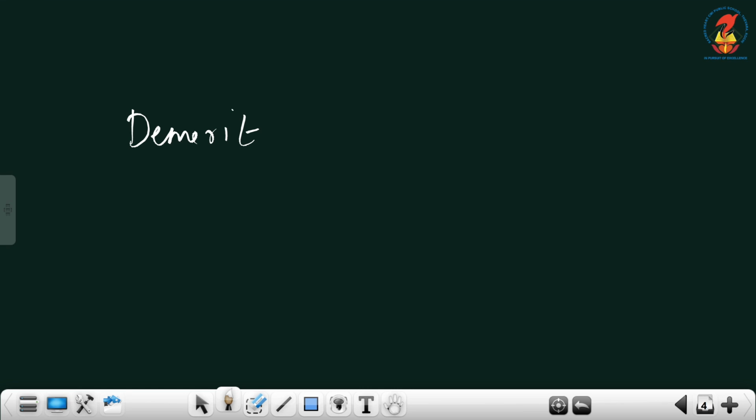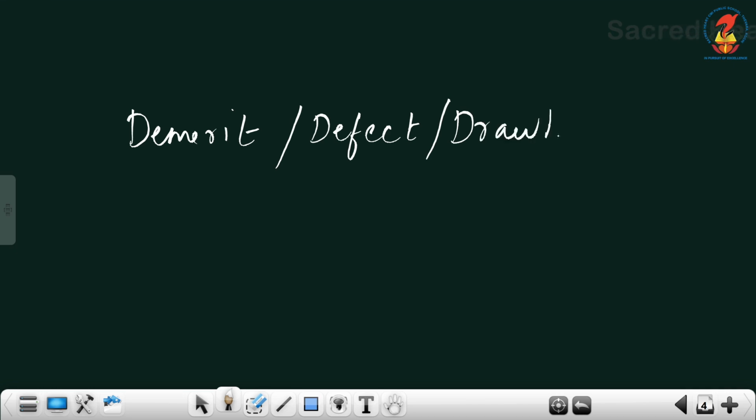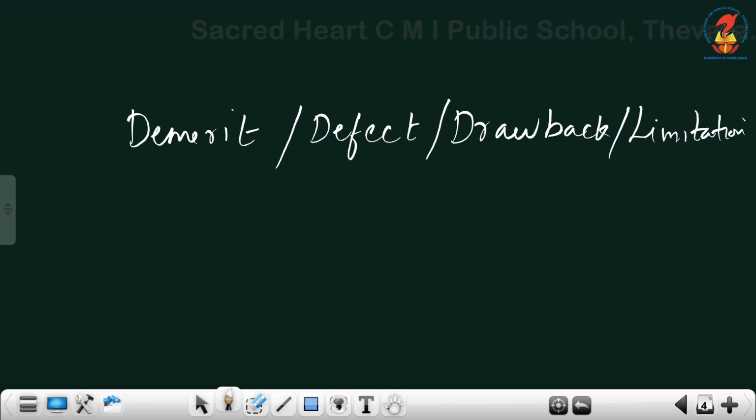Demerit can also be asked as defect. What was the defect of this system of classification? Then drawback, then limitation. Anything that is asked, write the same point. Demerit, defect, drawback or limitation, whatever it is, the same answer has to be written.